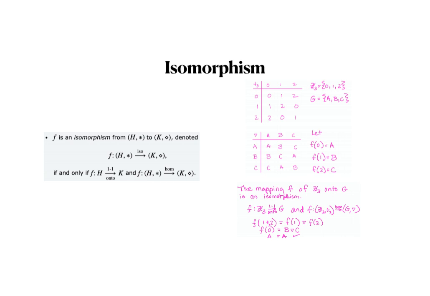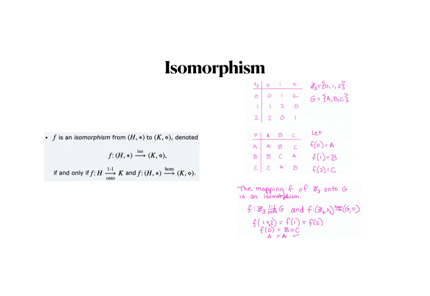Another type of morphism is called isomorphism. F is an isomorphism from (H, star) to (K, diamond) if and only if F takes H to K in a one-to-one and onto relationship, and F from H to K is homomorphic.